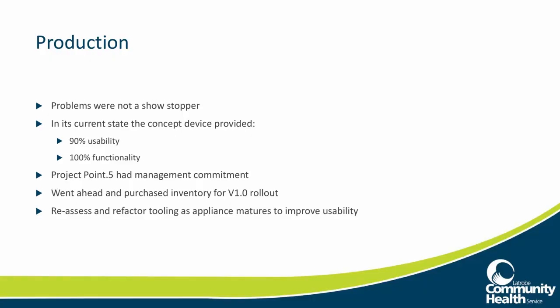So then we moved to production. These problems were not a showstopper. We go, okay, we've got a few problems, but we've got around them. We've sorted out the network stack in FreeBSD, we've got the bootloaders sorted, we did the appropriate hacks we needed to. Right, we're good. So we went to the boss and said, yeah, we've got 90% usability, so the team can manage this, but we've got 100% functionality. We've got what we had with ESXi, we're ready to move forward.